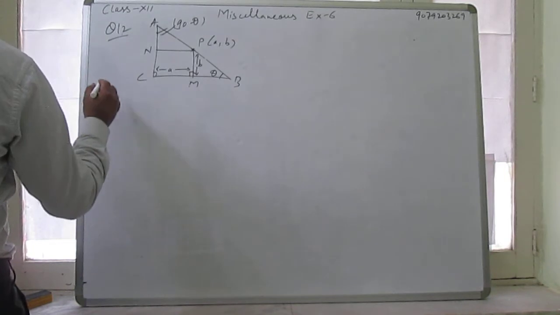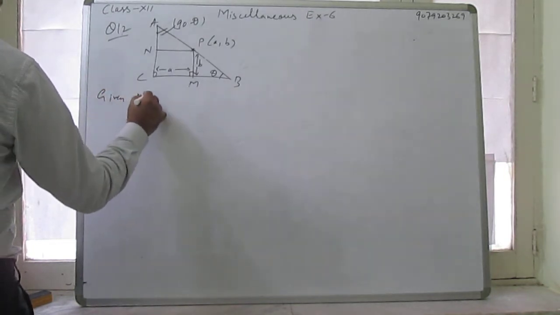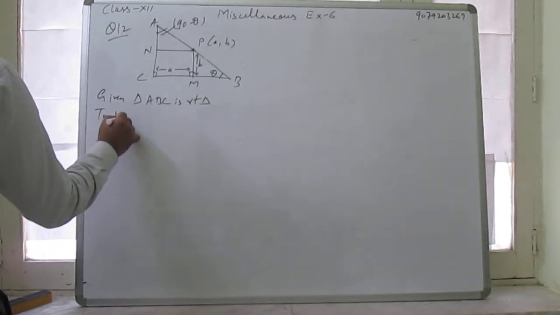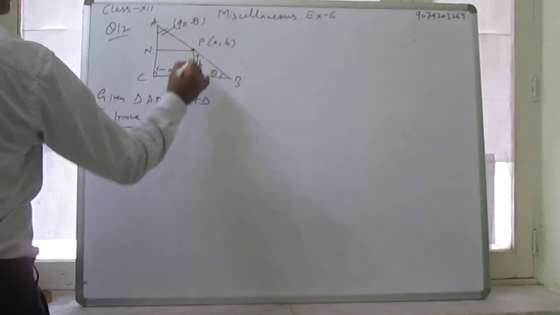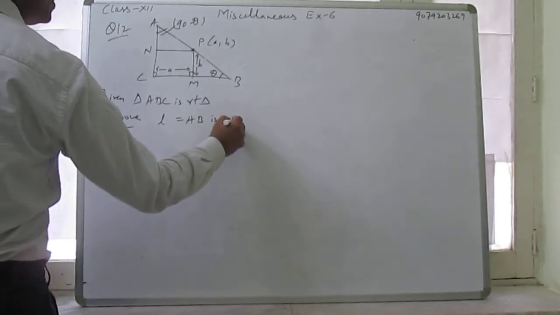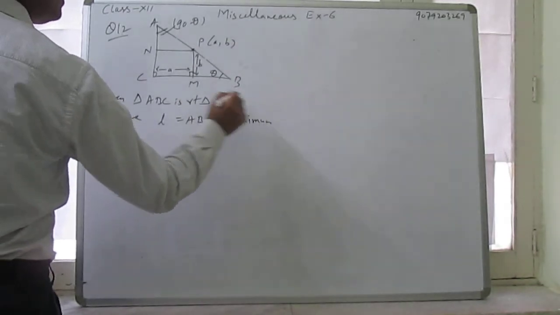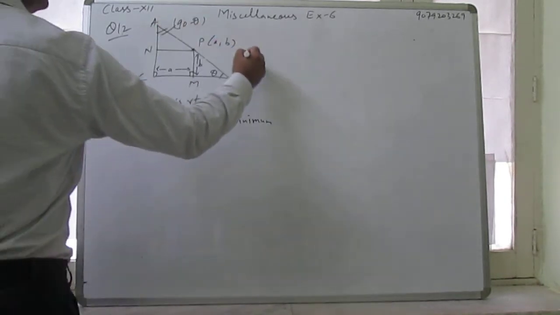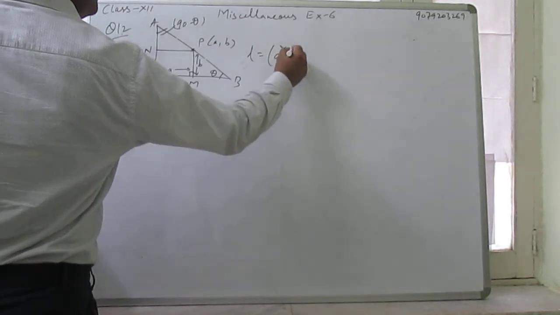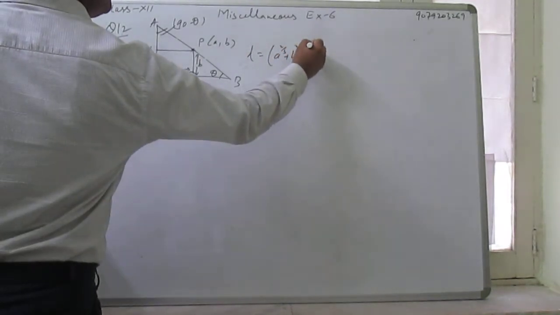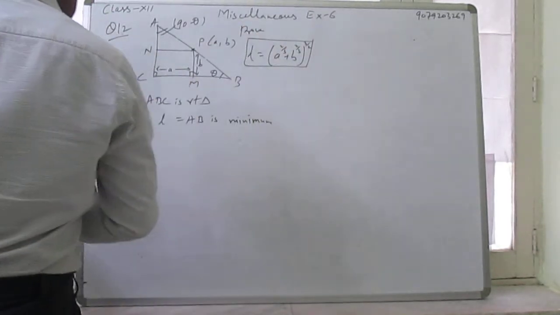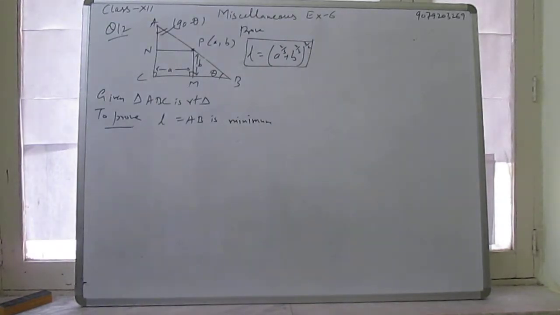So, given a triangle ABC is a right triangle, you have to prove that the length of the hypotenuse L is equal to AB is minimum, and the length is A to the power 2 by 3 plus B to the power 2 by 3, whole to the power 3 by 2. This you have to prove, the length of the hypotenuse. Now I will start.